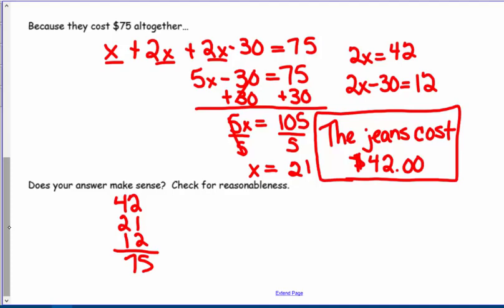Or if we just said 20, 40, and 12, that's pretty close to 70, you know, reasonableness. Yes, the 3 items added to $75. And if you estimate them 20, 40, and 10, it's pretty close to 75. So is it reasonable? Yes.